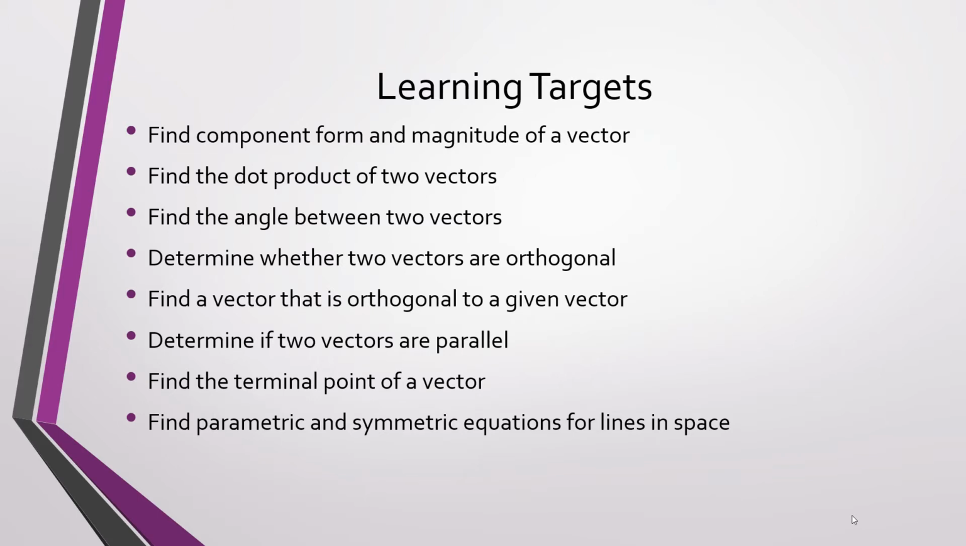Our goals for today: we can find the component form and magnitude of a vector, we can find the dot product of two vectors, find the angle between two vectors, determine if two vectors are orthogonal, find a vector that's orthogonal to a given vector, determine if two vectors are parallel, find the terminal point of a vector, and find parametric and symmetric equations for lines in space.